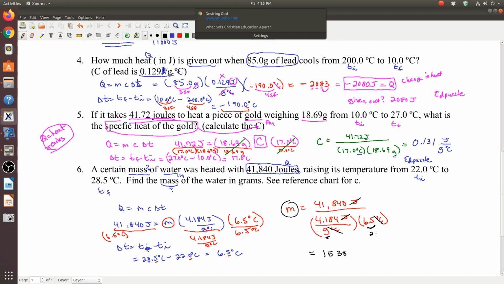2 sig figs here. There's 5 sig figs. Well, no, that's not right. 4 sig figs here, because leading zeros don't count, but this one is also a trailing zero. You go in from the Atlantic, and then this one doesn't count as a sig fig, so we need 2 sig figs. So we've got to go to there. So 1,500, and the unit is grams, and that would be our final answer to this one.